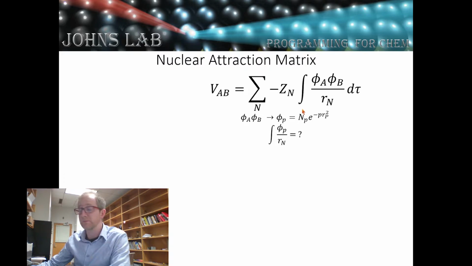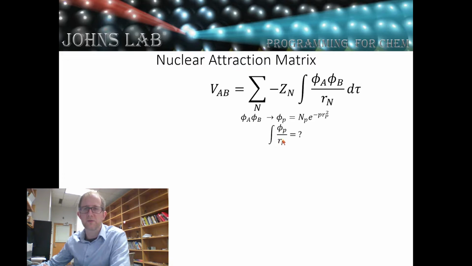If we take phi A times phi B, this is going to be a sum of primitive Gaussians multiplied by some normalization constants and contraction coefficients. For each combination of primitive Gaussians in basis function A and basis function B, when we multiply them together, we'll get a new Gaussian centered at point P with exponent little p, which we can write as some normalization constant times e to the minus p r sub P squared. And we now need to evaluate the integral of some new spherically symmetric Gaussian divided by its distance from a nucleus.